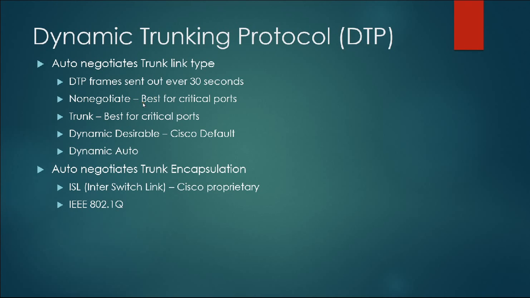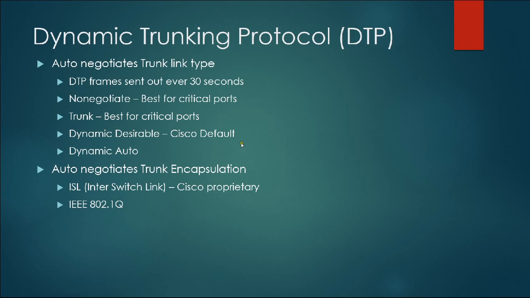The no negotiate option is best used with critical ports because this tells the switch port not to negotiate if there's a trunk involved. There's no need to negotiate when you have switch ports set to access or switch ports set to trunk. Trunk is the best mode to be in for critical ports because there is no chance that it will become anything other than a trunk, because it's set to be a trunk only.